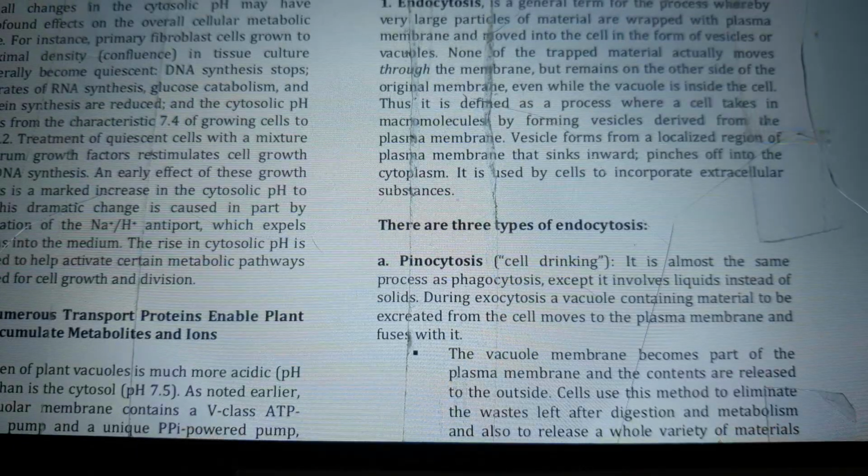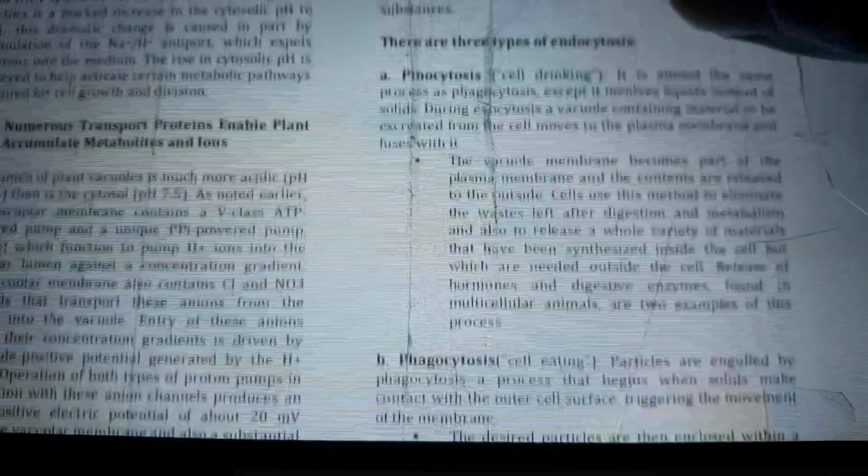Endocytosis is a general term for the process whereby very large particles of material are wrapped with plasma membrane and moved into the cell in the form of vesicles or vacuoles. None of the trapped material actually moves through the membrane, but remains on the outside of the original membrane even while the vacuole is inside the cell. Thus, it is defined as a process where a cell takes in macromolecules by forming vesicles derived from the plasma membrane. A vesicle forms from a localized region of plasma membrane that sinks inward and pinches off into the cytoplasm. It is used by cells to incorporate extracellular substances.